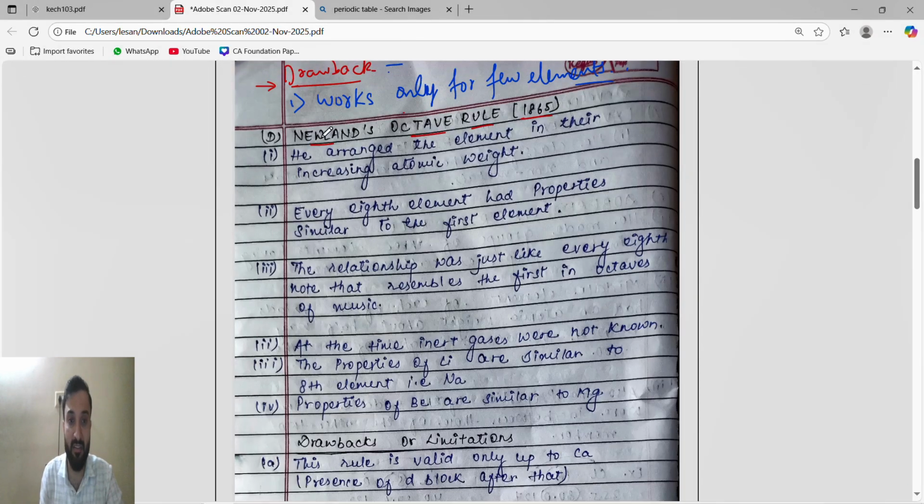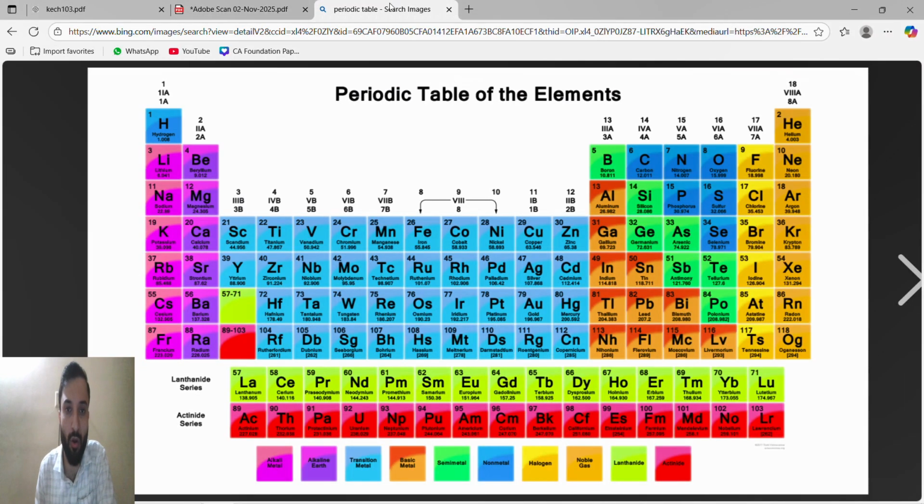Then in 1865, Newlands came with his rule. That's called Newlands' octave rule. Don't write Newlands' octet rule, no, octave rule. Newlands' octave rule. Simple thing, as you also know, everyone knows. Newlands came with the octave rule.